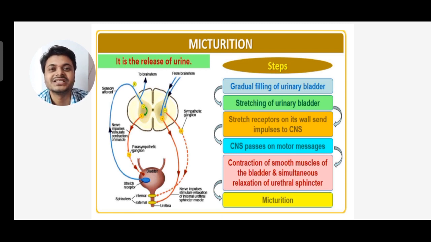So micturition is the release of urine. You can see the steps are given. Gradual filling of the bladder by what? By urine. On the left hand side the diagrams show the urinary bladder, the urethra, and the CNS. CNS full form is central nervous system.